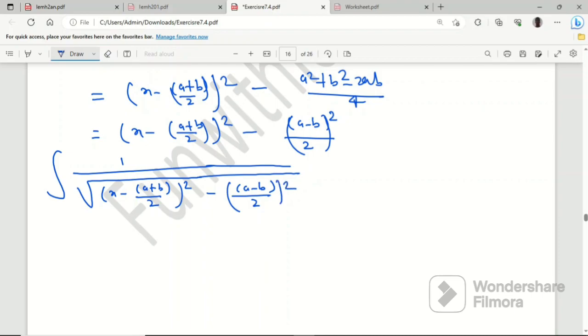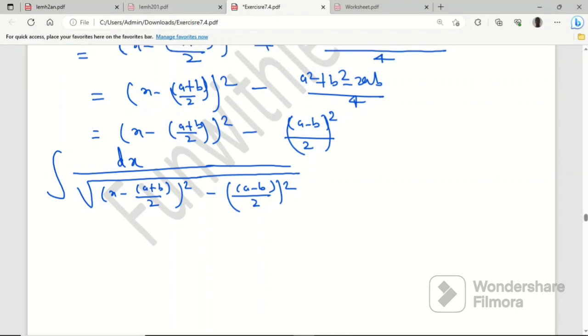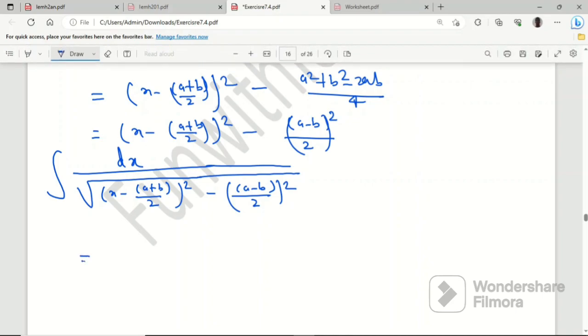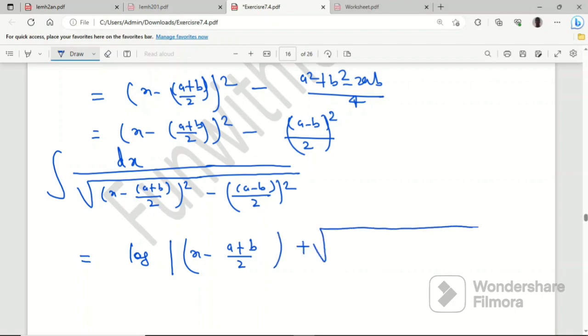We have one identity, that is the integration of dx upon under root of x squared minus a squared, and the formula we have is equal to log of x, our x is x minus (a plus b upon 2), this is our x, plus under root x squared minus a squared. Since there is no coefficient with x, there is no problem. There is no need to differentiate or something like that. (a minus b) whole square. So this should be our answer.